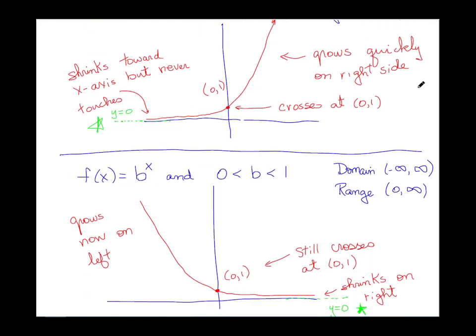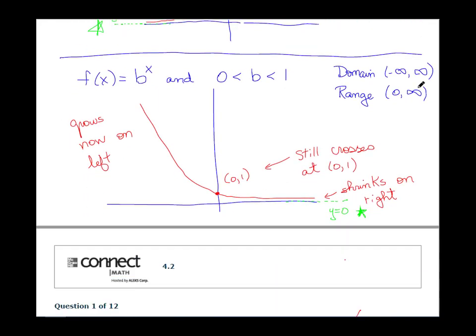Now, what if we're in the other case? And that is that the b is a fraction between 0 and 1. Well, what happens is it just goes the other way. Still crosses at 0, 1, and still has this horizontal asymptote of y equals 0. This time it grows on the left and shrinks as we go to the right. Domain and range are exactly the same.